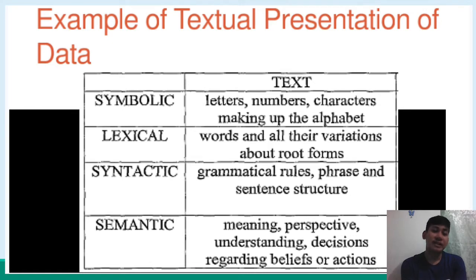So here are the examples of textual presentation of data. So the first is symbolic. So in text, it should be letters, numbers, characters, making up the alphabet. Or lexical, words and all their variation about root forms, syntactic, grammatical rules, phrase and sentence structure, and semantic, meaning, perspective, understanding decisions regarding beliefs or actions.